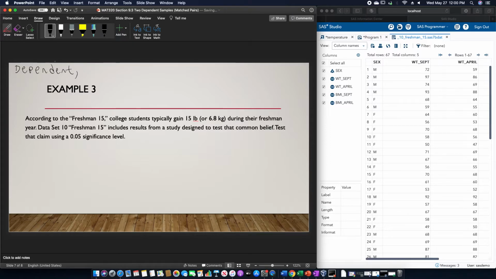And we could assume that we have a simple random sample, even though we technically do not know if this is simple random, due to the fact that this does not really give us an explanation of whether it is or is not. The sample size of this is 67. That's greater than 30, so we could say that this is approximately normal. And so based upon that, we're going to call the population mean of the differences to be the April weight minus the September weight.